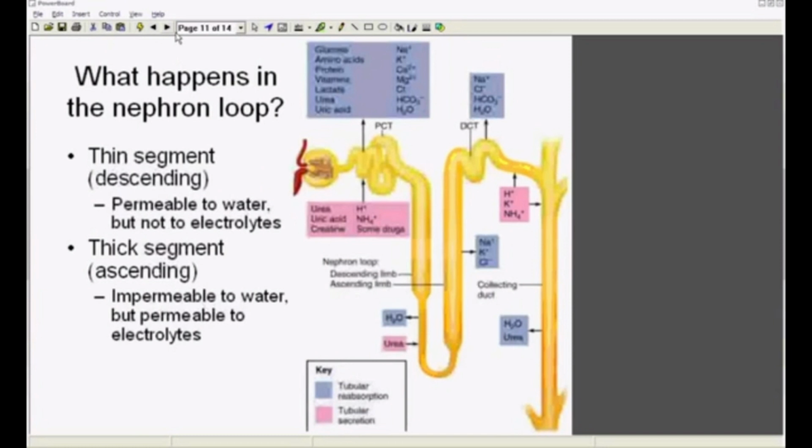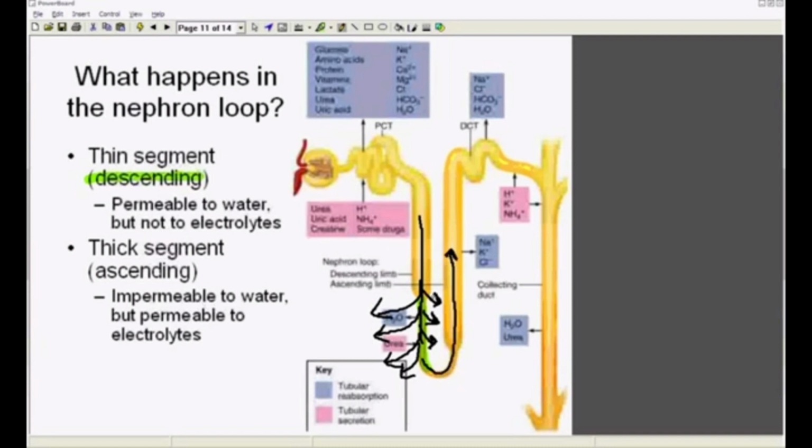Now, the next part of urine formation, we've already talked about filtration and reabsorption. The next part we're going to talk about is what happens in the nephron loop. And I remember I said there's two parts of the nephron loop. There's a thin segment called the descending segment, and it's permeable to water, which means water can get removed from the urine here, but it's not permeable to electrolytes, so things like sodium and potassium cannot exit. The fluid passes down through here. A lot of the water gets reclaimed.